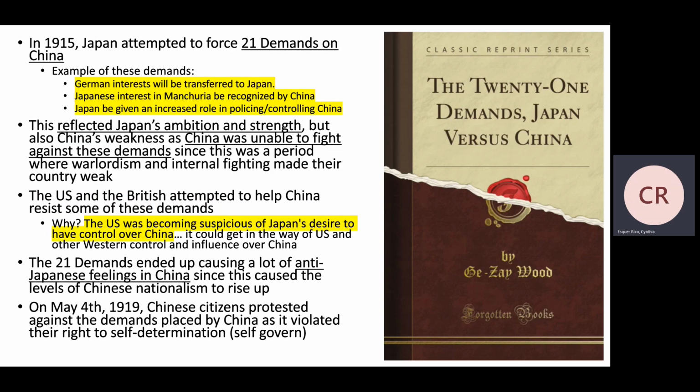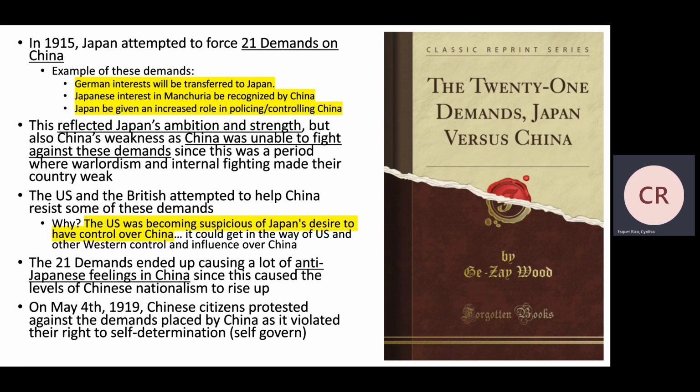In 1915, Japan attempts to force 21 demands on China, basically saying, hey, we just beat out the Germans and all those territories that you leased out to Germany, we want them. That's ours. And so that's one of the demands. Another demand was Japanese interest in Manchuria should be recognized by China, so the railway specifically, and all the little cities and ports along the way. And Japan be given an increased role in policing and controlling China.